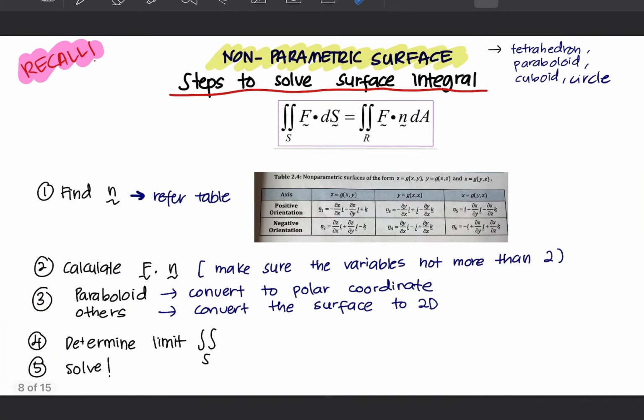For a non-parametric surface, for example a tetrahedron, paraboloid, cuboid, or circle, for the unit normal you must refer to table 2.4. After that, calculate the dot product of vector F and the unit normal, and follow this step. Remember, for a paraboloid you must convert to polar coordinates first.